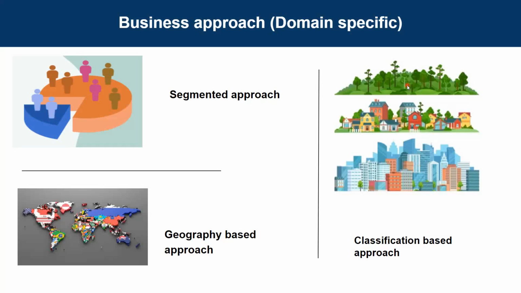So mostly in rural areas, what happens? We'll be able to give agriculture loans, KCCs, and agriculture-based gold loans. And similarly, in urban or metro cities, we'll be able to give more digital-based products because people are more digitalized in the urban and metro cities. So here we are clear with the segmented approach, the geography-based approach, and the classification-based approach under the business approach.